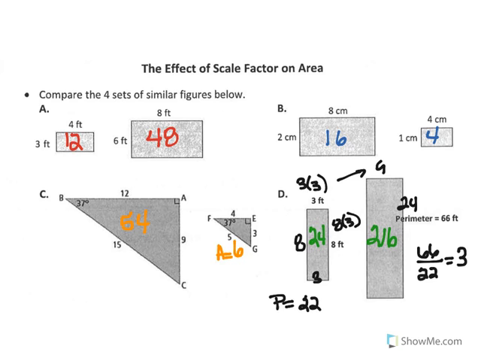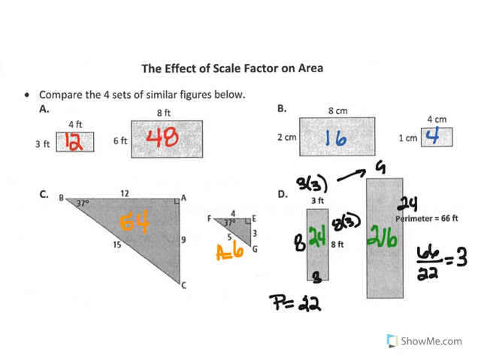For the first one, the area is 12 for the first one on A. And then the second one should be 48. On B, you should have 16 for the first one and 4 for the second one. On C, you should have 54 for the first and 6 for the second. And D, you should have 24 for the first and 216 for the second one.